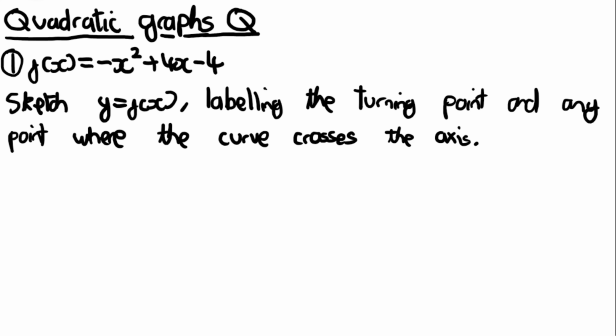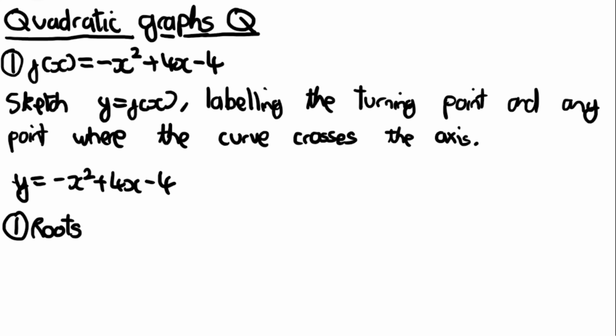Okay, so here's a question on quadratic graphs, so pause the video, have a go, and I'll go through the answer in about 5 seconds. Okay, so when it's saying y is equal to f of x, hopefully that's clear of what that's saying. It just means that y is equal to minus x squared plus 4x minus 4, and it just wants you to sketch that graph. So the first thing you need to find is the roots, and the easiest way to do that is just put minus x squared plus 4x minus 4 equals 0 into the equation part of the calculator, and once you do that you find that there is one root, which is x is equal to 2.